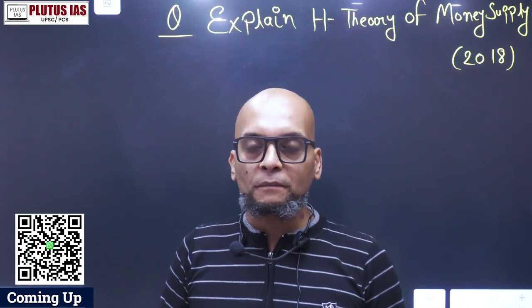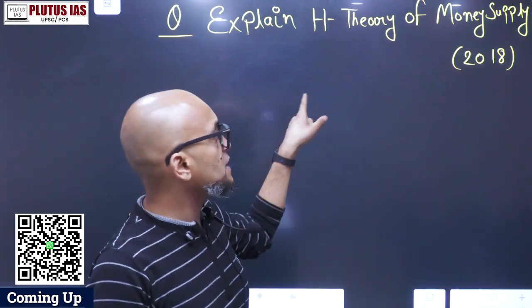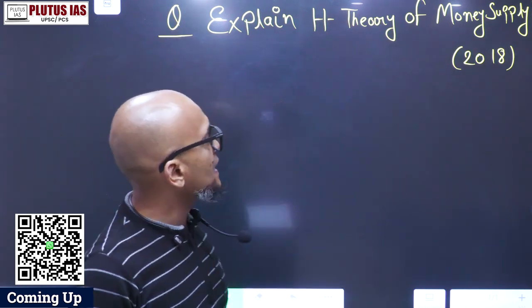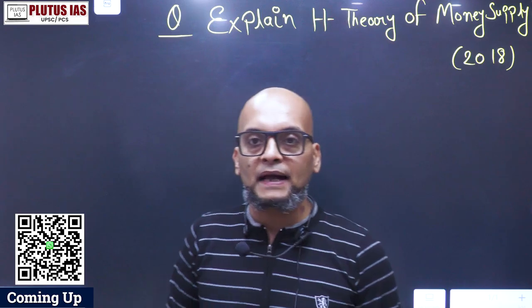Past year question of economics optional, and this question has actually come 2 or 3 times in our optional paper. The question is: explain H theory of money supply.